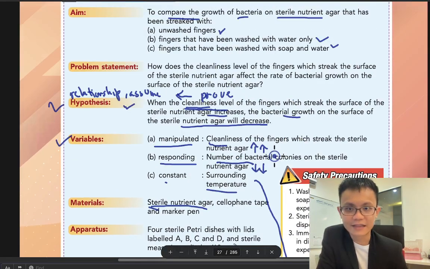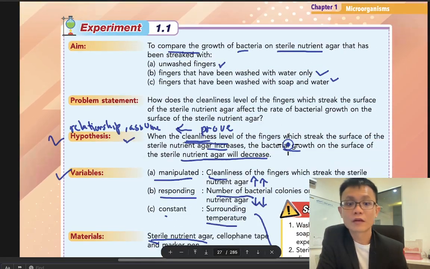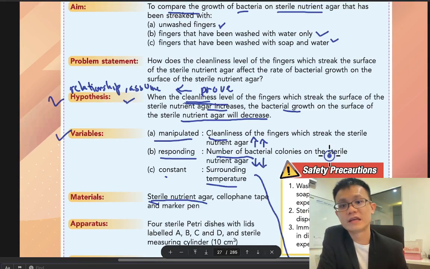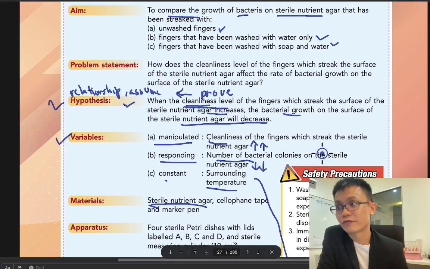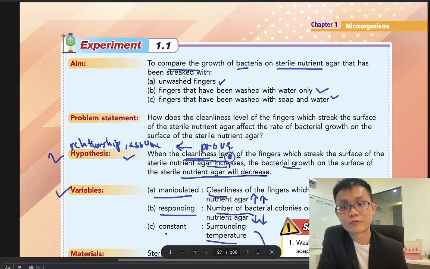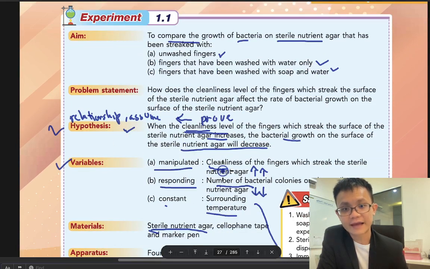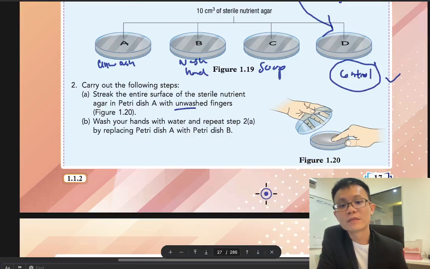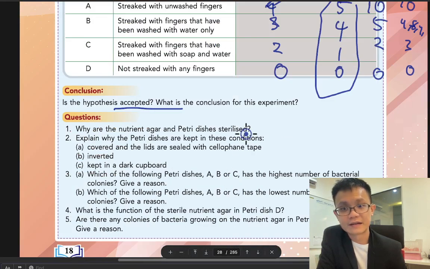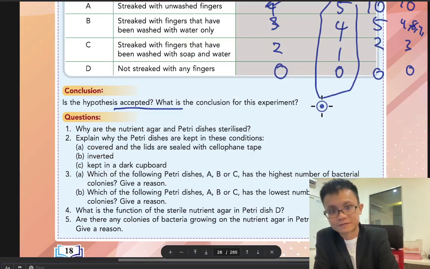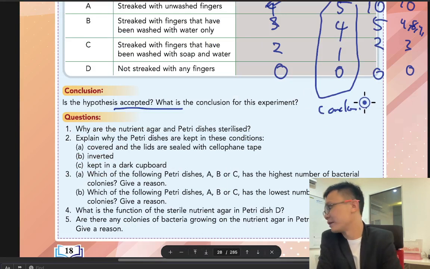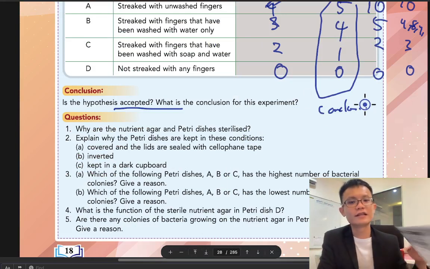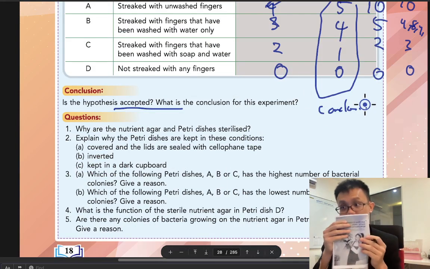Now we learn that not only we do the experiment, we prove what? If the hand is more clean, then the bacteria will be lesser. So this is a science experiment. So we already proved it. Then we got the conclusion. So after the conclusion, what will happen? After the conclusion, we will put in the textbook.